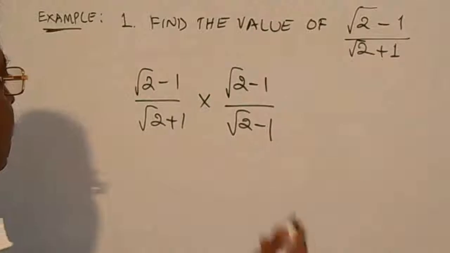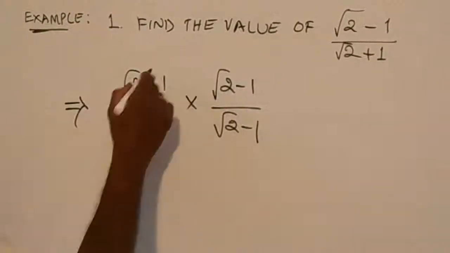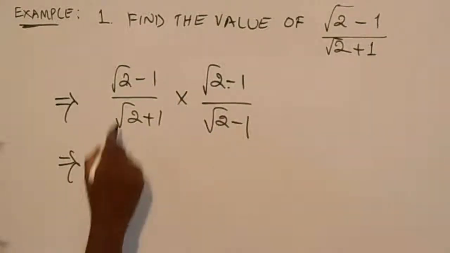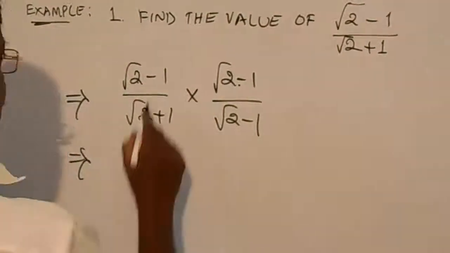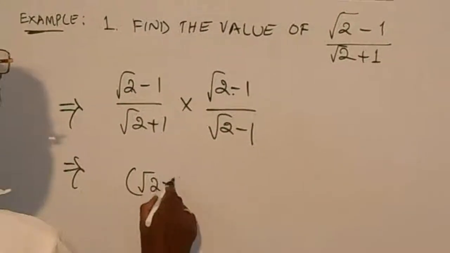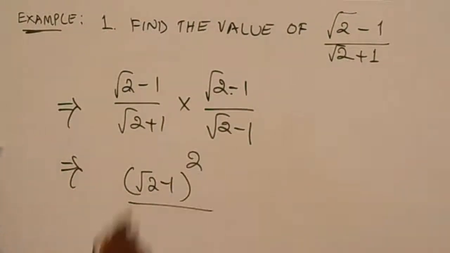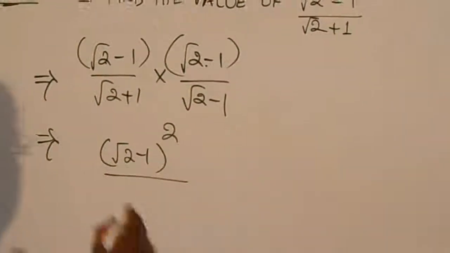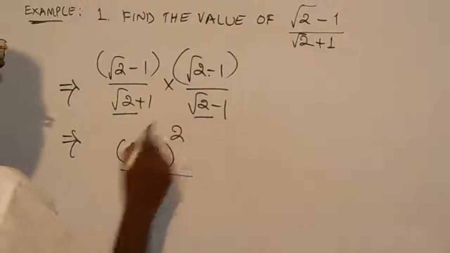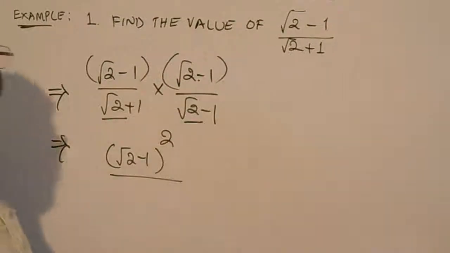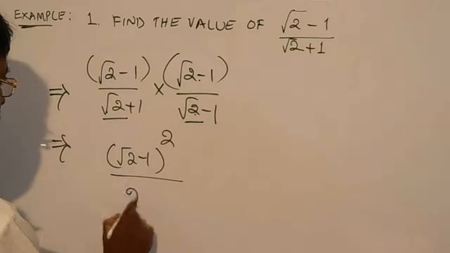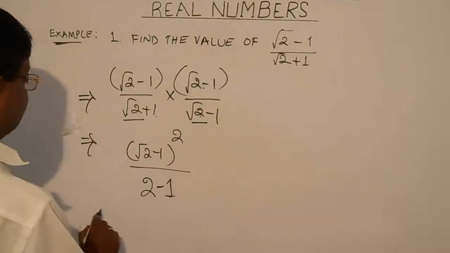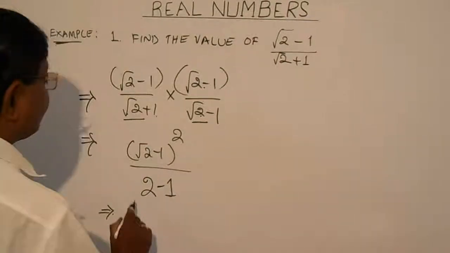We have taken up multiplication on either side by root 2 minus 1. The next step is root 2 minus 1 into root 2 minus 1, which is root 2 minus 1 to the power 2, divided by the denominator. Root 2 into root 2 is 2, and 1 into 1 is 1, so minus 1, which simplifies to 1 in the denominator.